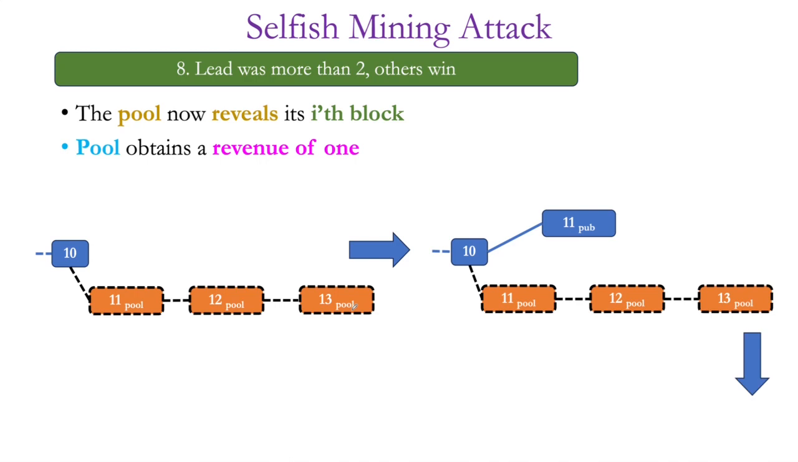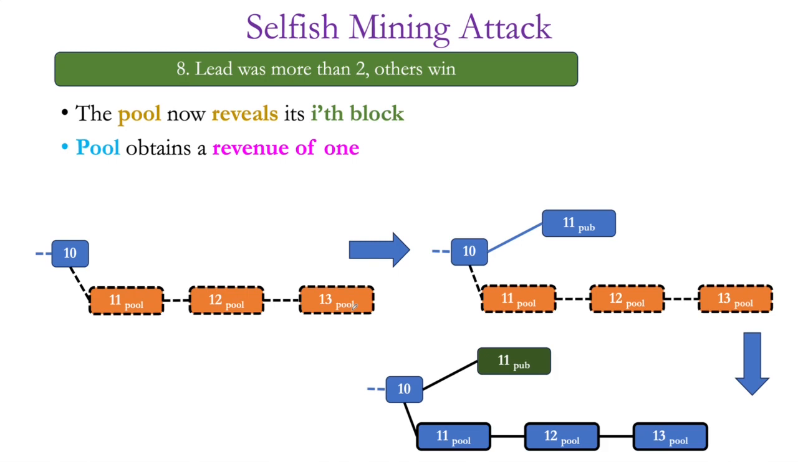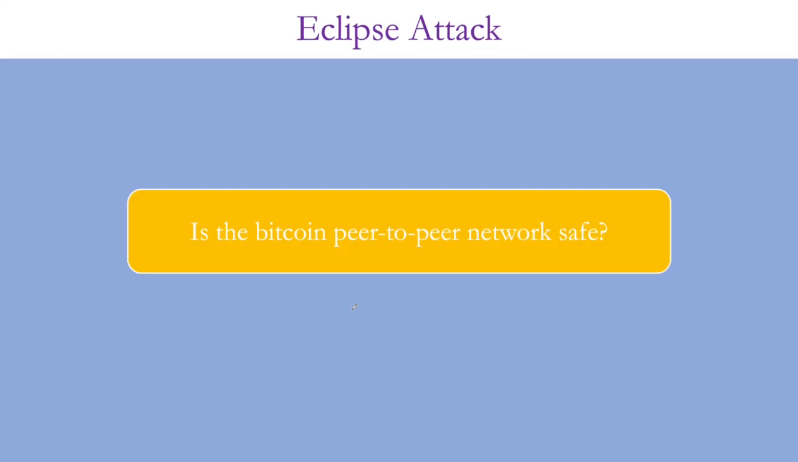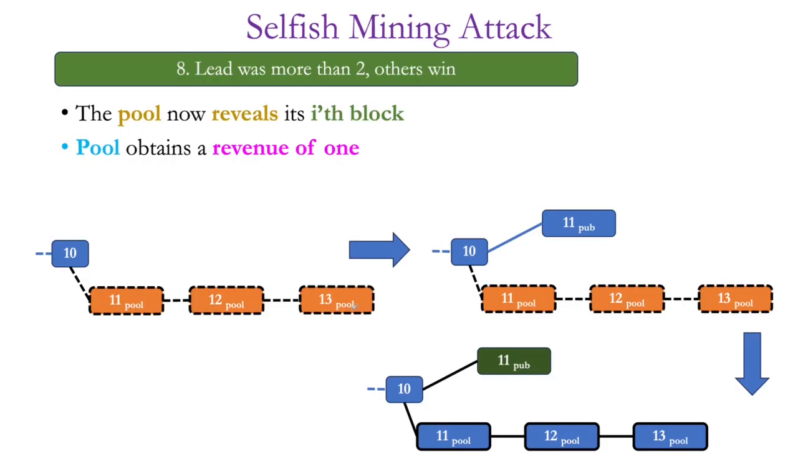No, therefore, the others obtain nothing. So the pool now reveals its 11th block, 12th block, and 13th block in this case, and obtains a revenue of one block. In this case, for the pool, the 13th block, they will get the revenue.